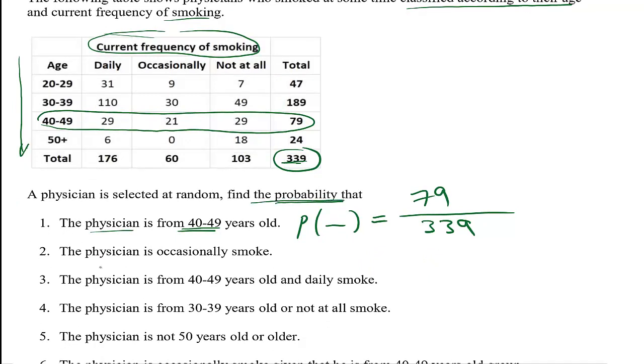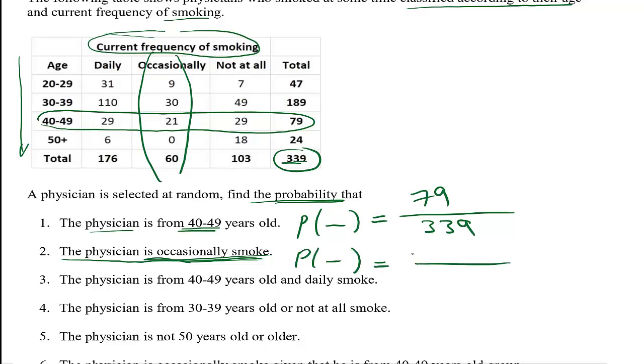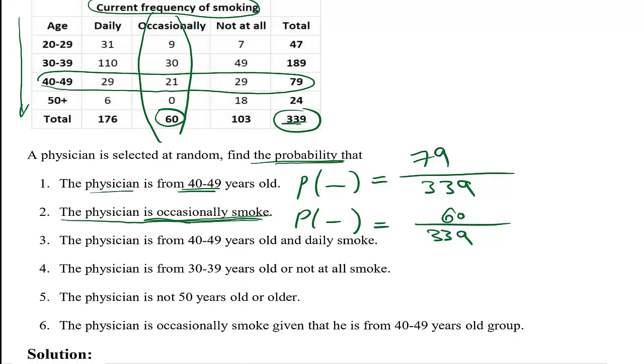Find the probability that the person is an occasional smoker. What is the probability that this person is from this category? So the probability is equal to the number of persons who occasionally smoke, which is 60, divided by the total number of persons, which is 339. Part 3.